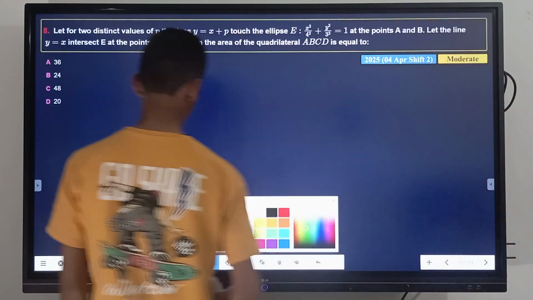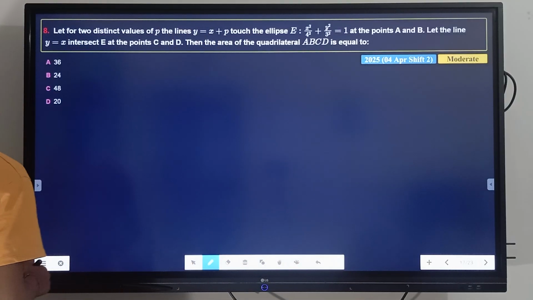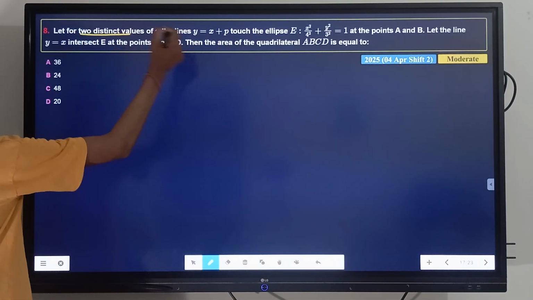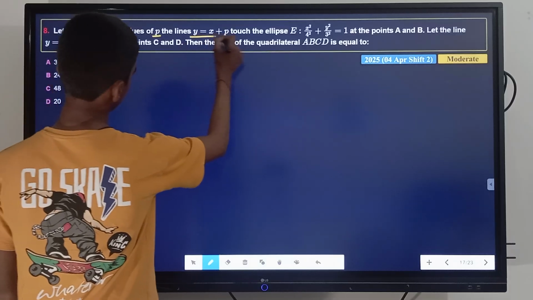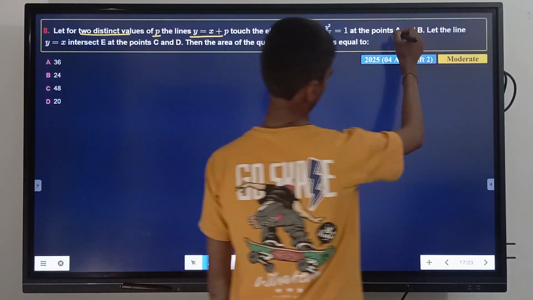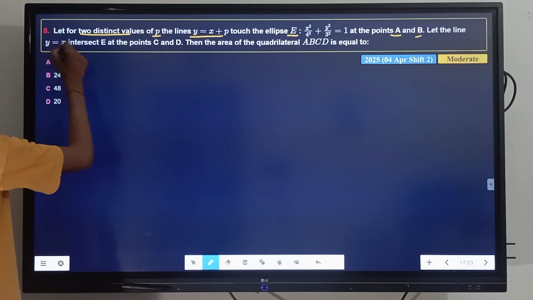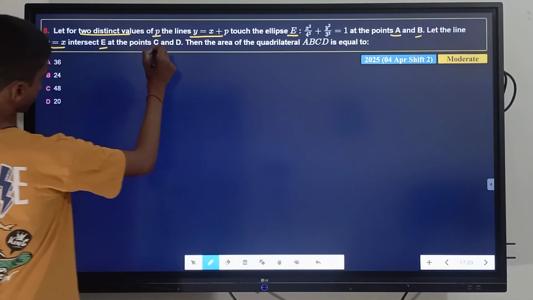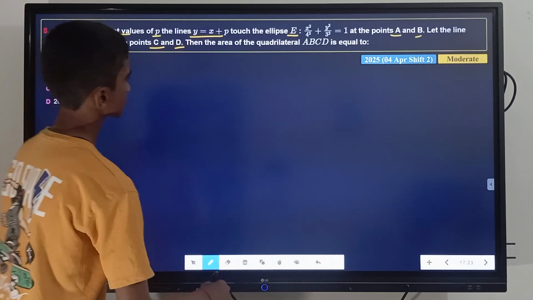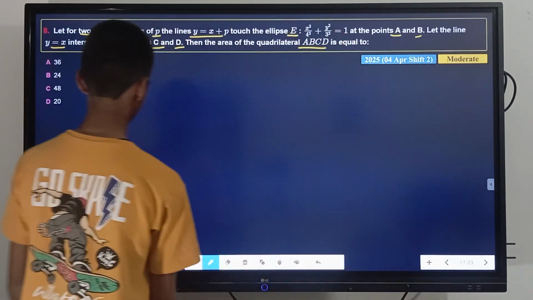Here is our next question. This 10-hour question says let for two distinct values of b, the line y is equal to x plus b touch the ellipse E at the points A and B. Let the line y is equal to x intersect E at the points C and D. Then the area of the quadrilateral ABCD is equal to.